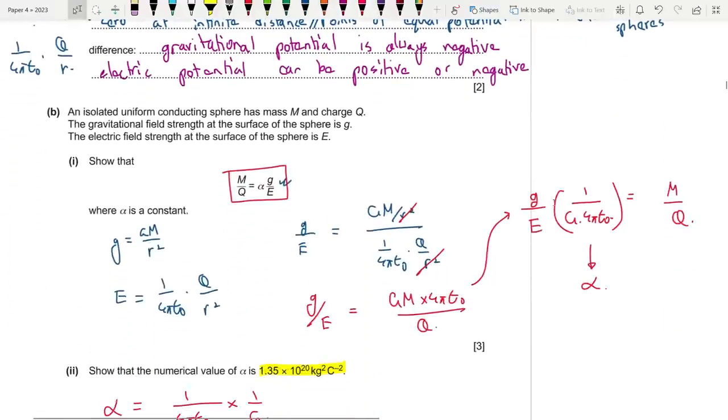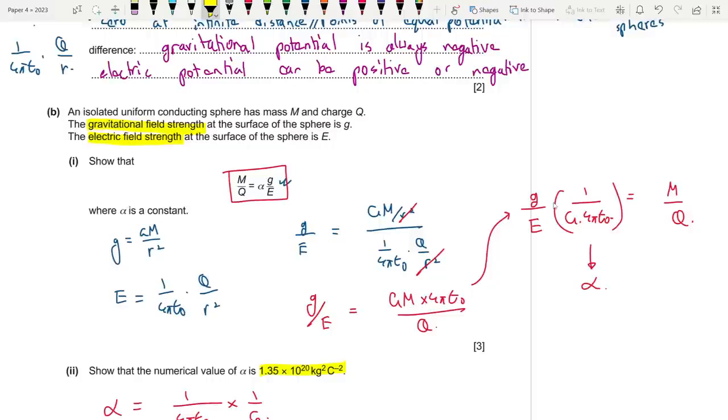An isolated uniform conducting sphere has mass m and charge q. The gravitational field strength at the surface of the sphere is g. The electric field strength at the surface of the sphere is E. Show that m by q is equal to alpha into g by E. So clearly, since they've talked about the gravitational field strength and electric field strength, we need to take those into account.